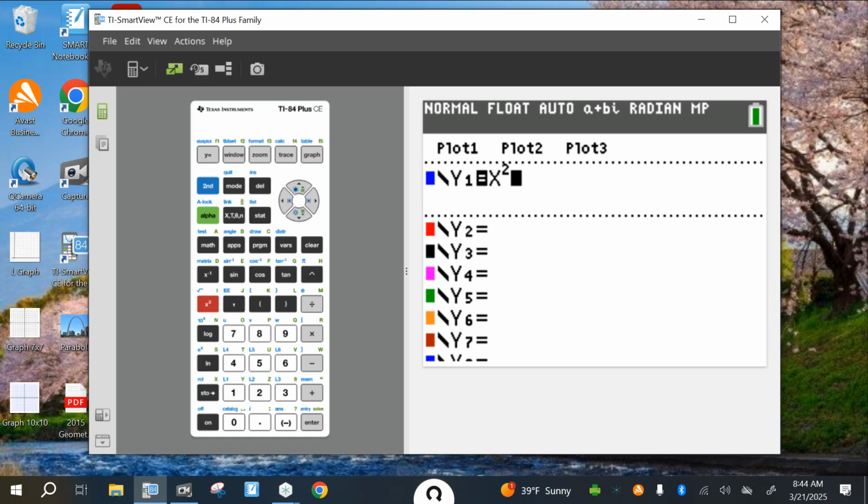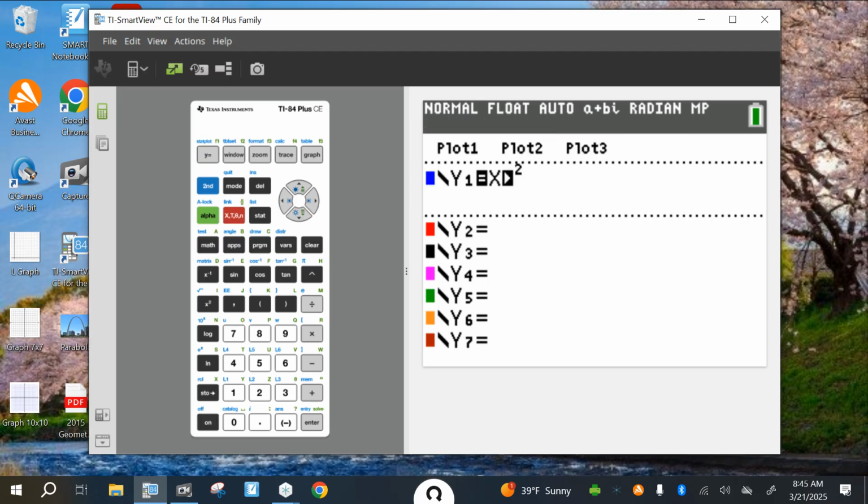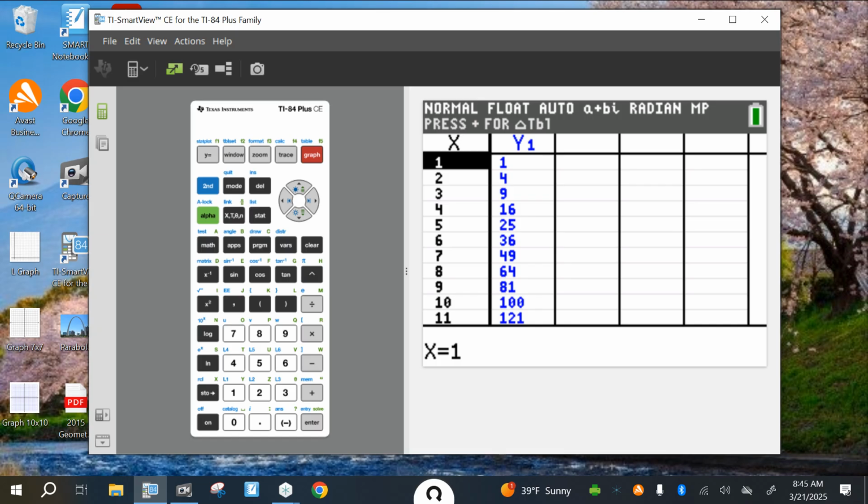Now, once you have that listed in Y1, you're going to hit second graph to go to your table. And then you're going to look at positive X values. And what are those Y values? There's your perfect squares. So you're going to Y equals, you type in x squared, and then you hit second graph to go to your table, and there they are for you. So if you forget, that's how you find them, okay?